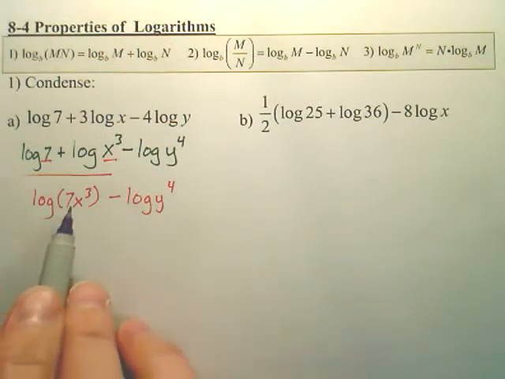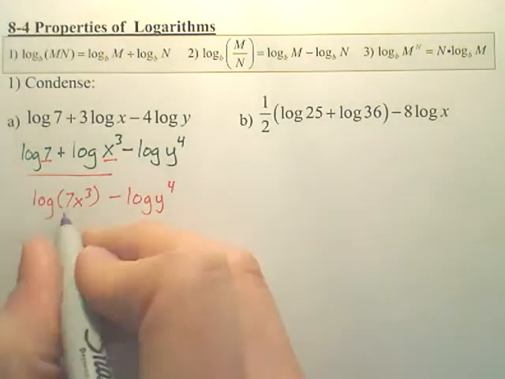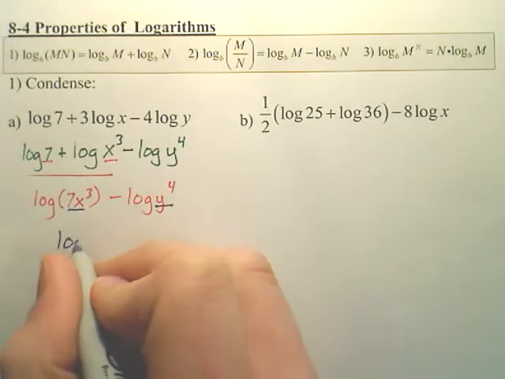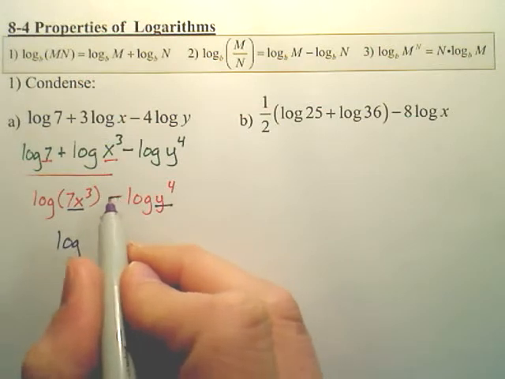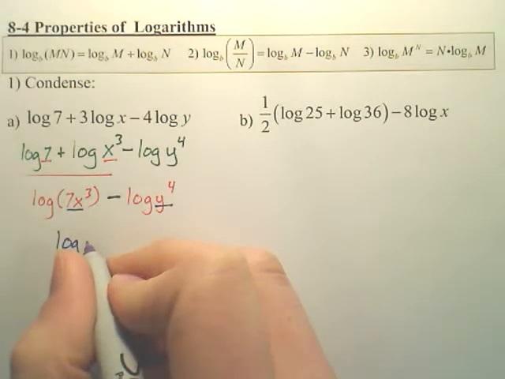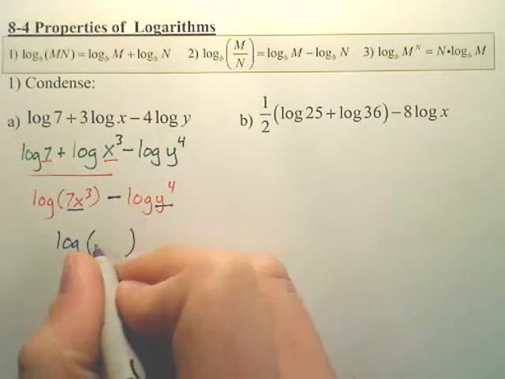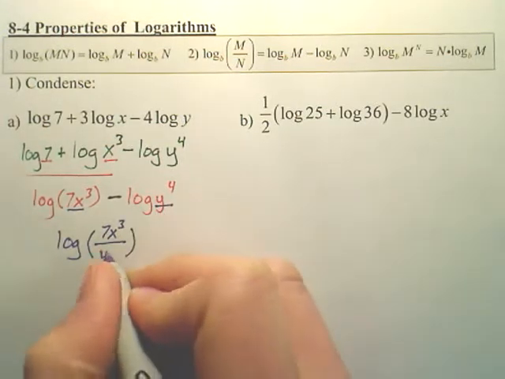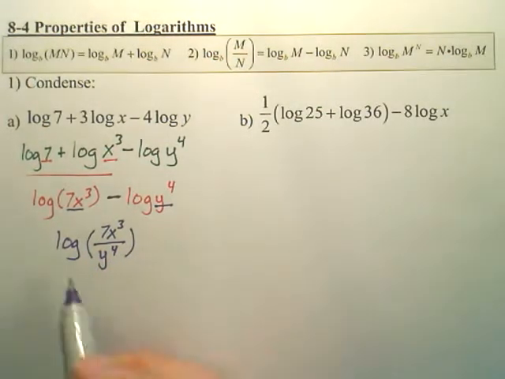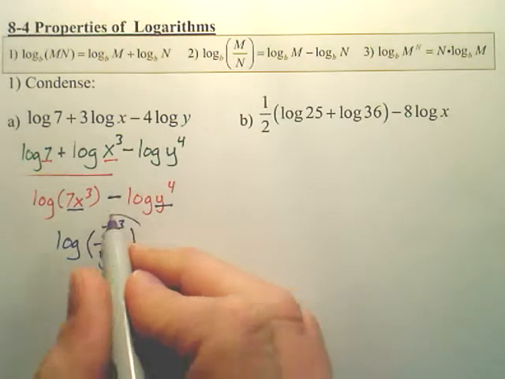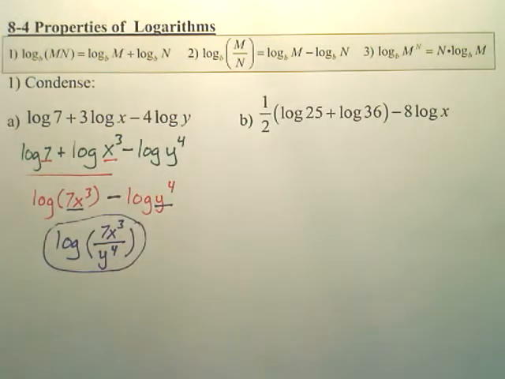Okay. Now these two pieces have the same base, so we can do something with these two pieces. What does a minus mean? Minus means divide. So what's going to happen here is, inside the log, we're going to have a division: 7x to the cubed, and you're going to divide by y to the fourth. Now, our final result when you condense is a log with everything inside. And that's what we have. It is completely condensed.